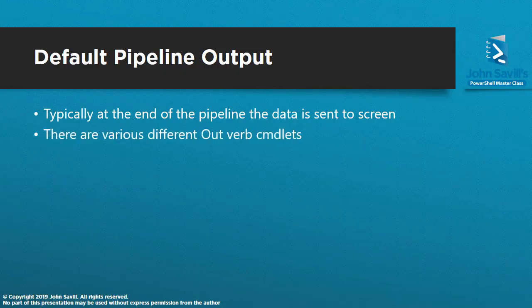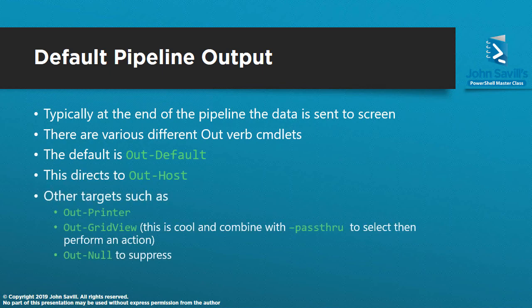There are various different out verb commandlets. Now the default is out default. And the out default is going to direct to out host. There are other targets. I can go out to a printer. I can do out grid view. I can even do out null.